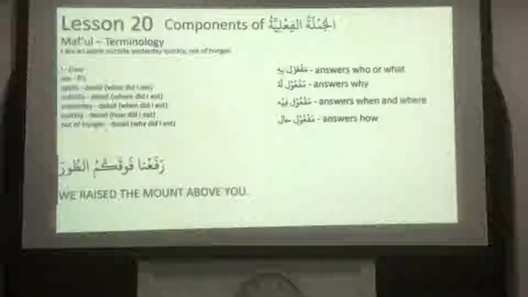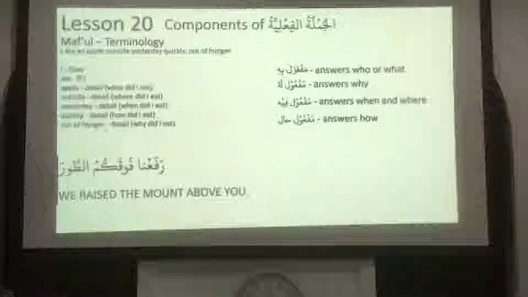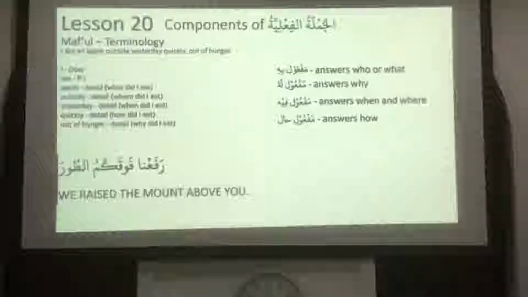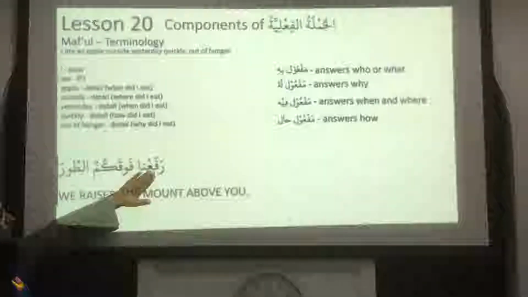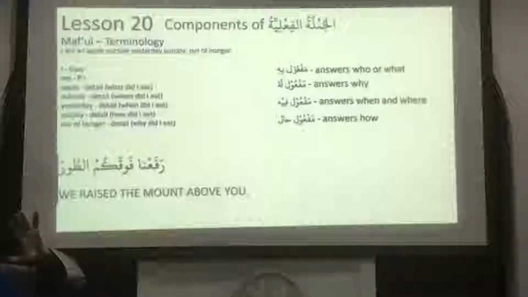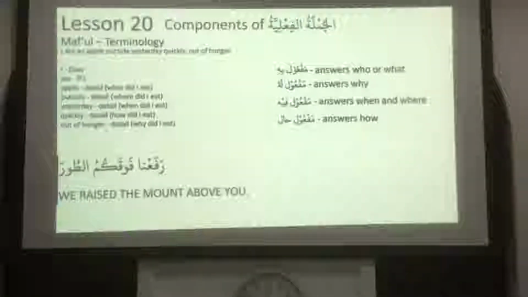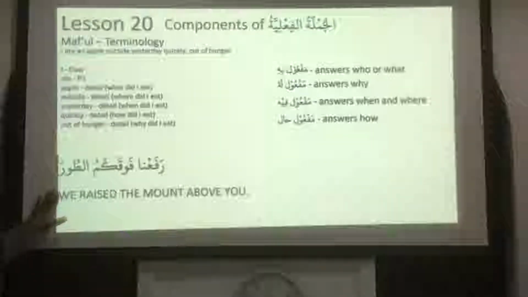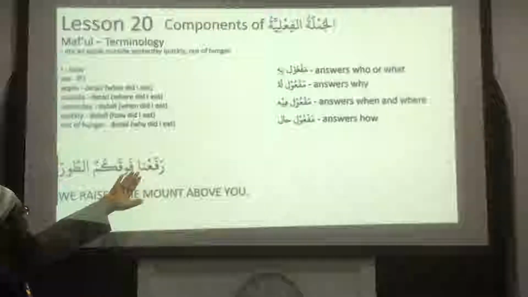Now look at some examples from the Quran. These are all Quranic ayah. Rafana fawqakum at-tura. Rafana means to raise. Now, forget about this one. Brother Mustafis, tell me, Rafana, which version of pronoun is that out of the 14? Nahnu. Very good. Rafana means we raised, right? We already did that na thing.